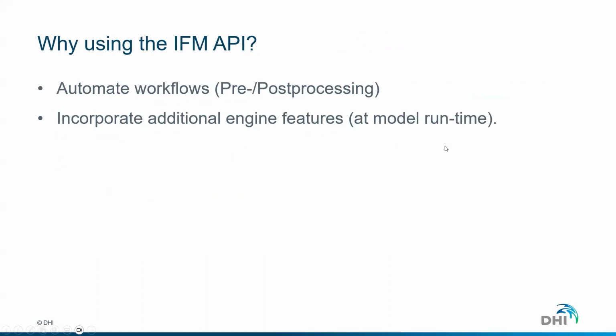Okay, so why do we need this? Because we can automate a lot of the workflow, so pre-processing and post-processing. For many years there has always been the possibility to control parameters, so set parameters, create boundary conditions, or extract information, but it was not possible to create meshes. This is something that we implemented last year in the latest release.